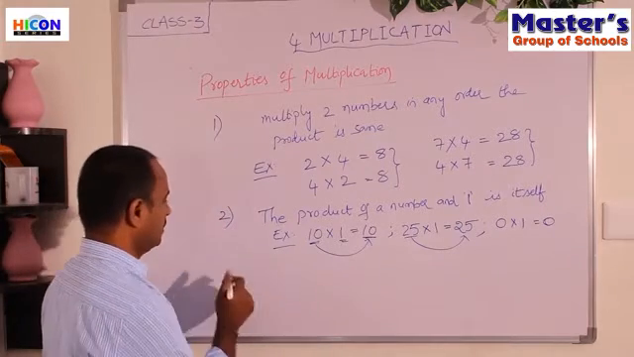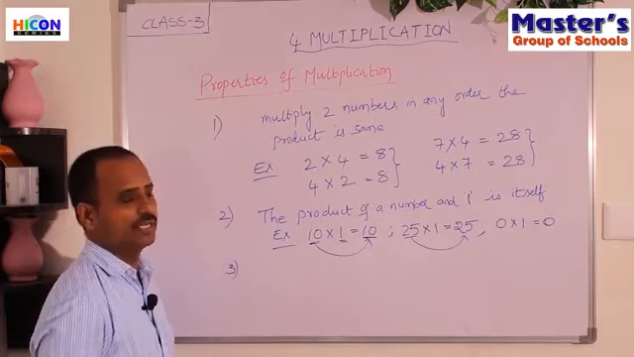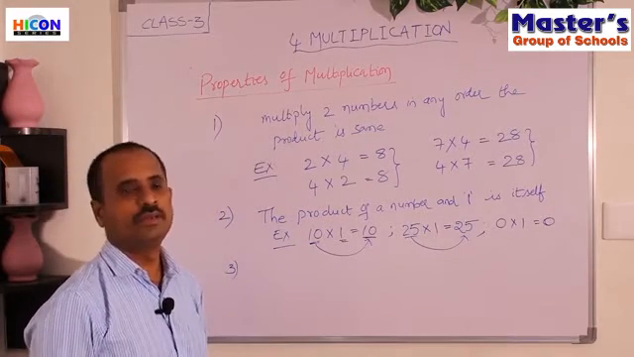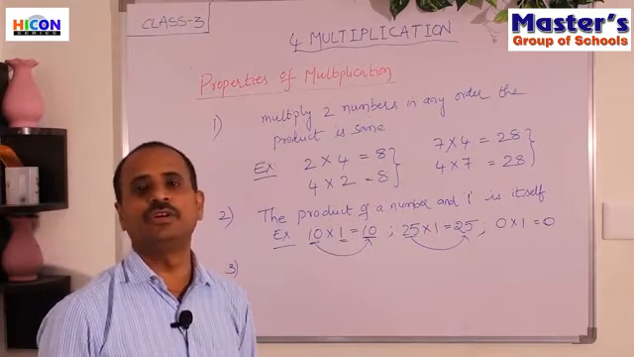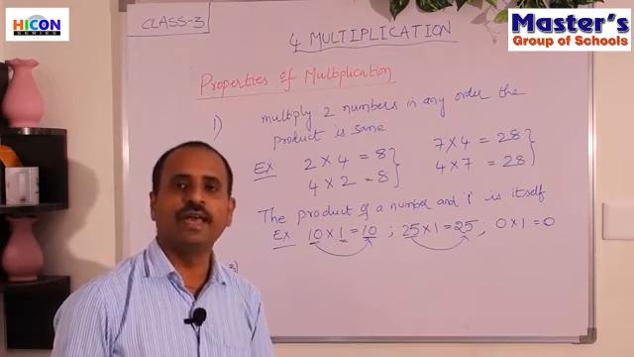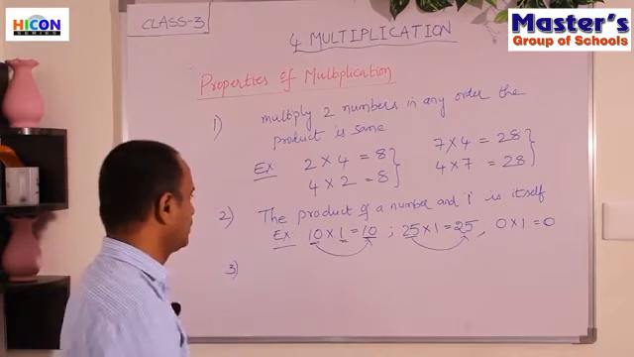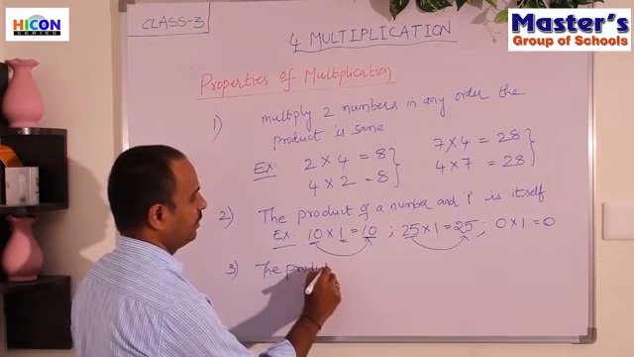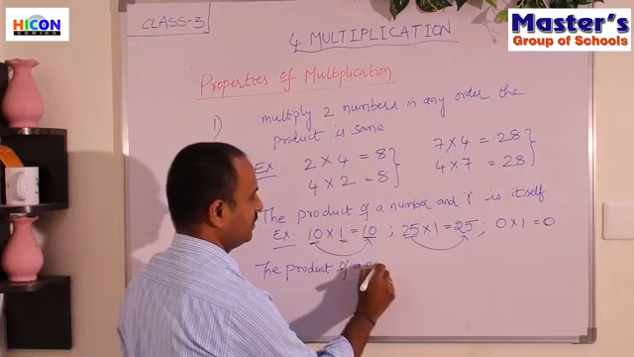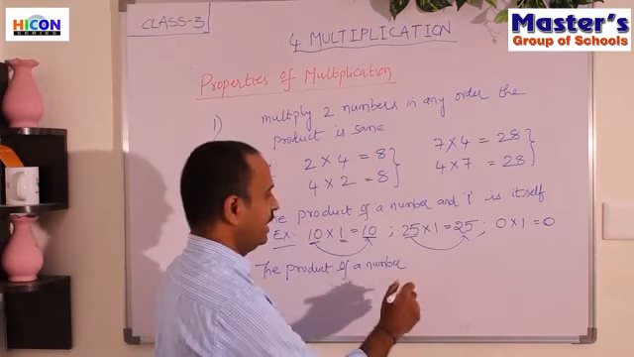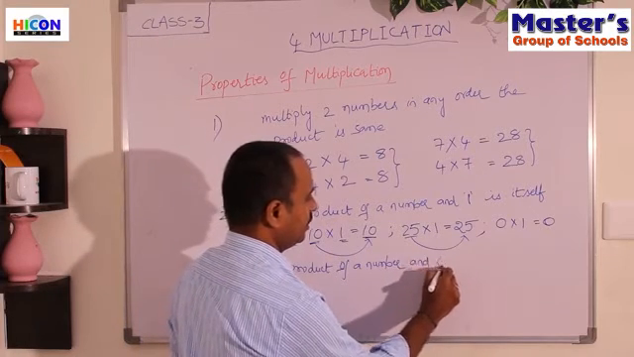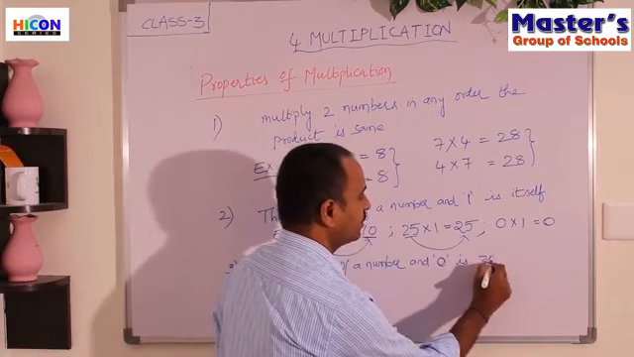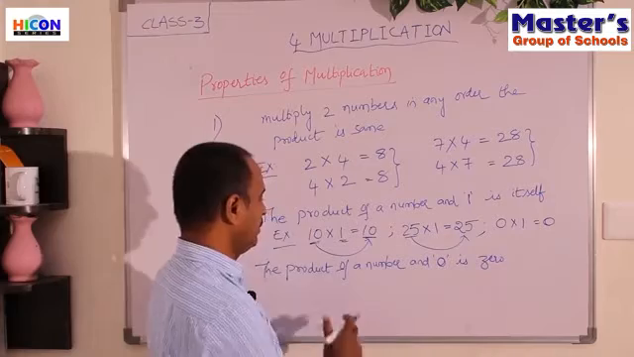So now let us see the third property. Children, if you multiply any number with 0, you will get 0 as the product. That means the product of a number and 0 is again 0. So children, remember this property.